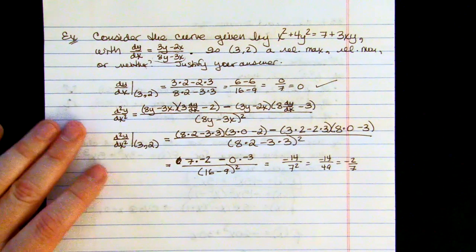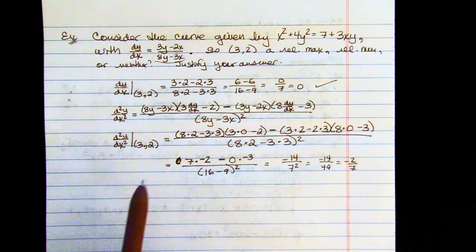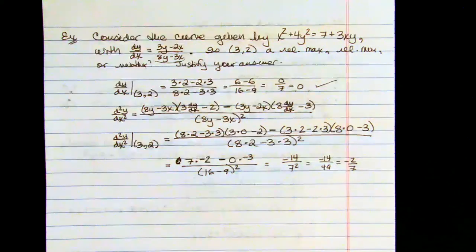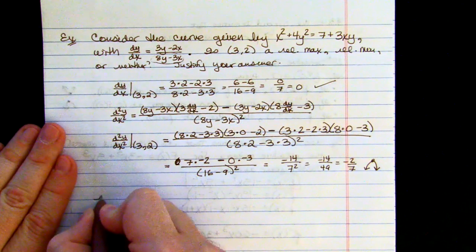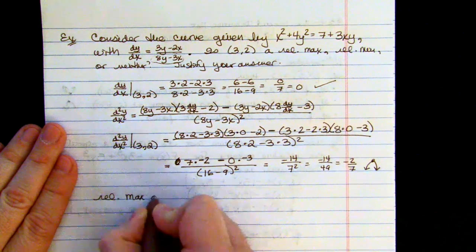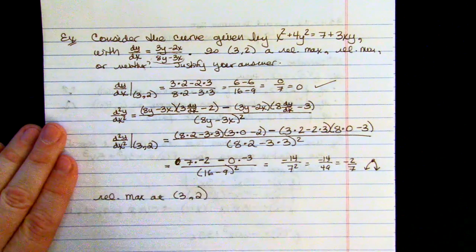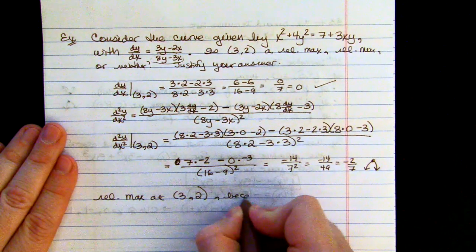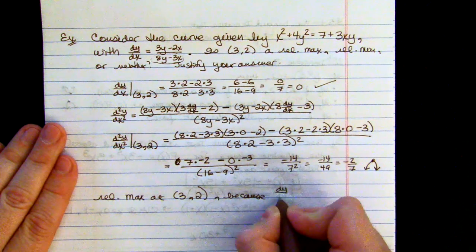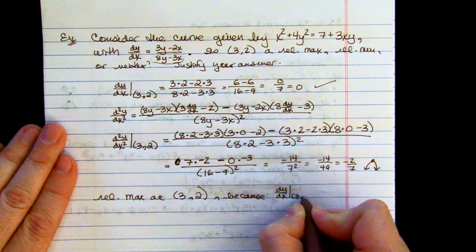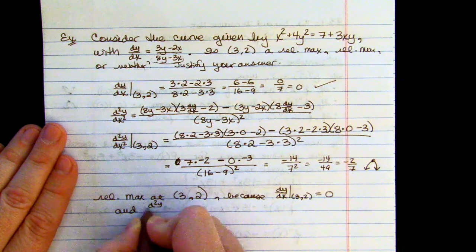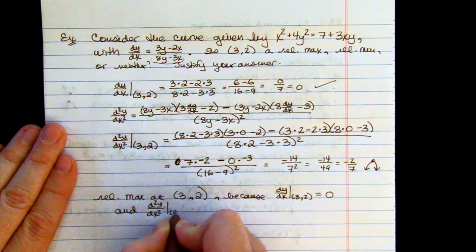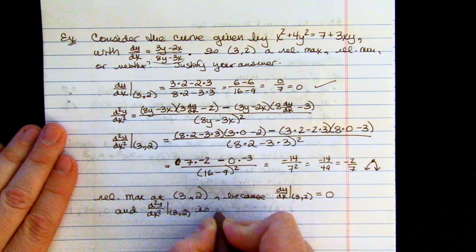But now I think I can make a conclusion about what's going on at (3, 2). What do I have at (3, 2)? A relative max or a relative min? Second derivative is negative. That means I'm concave down. That means I've got a relative max. There is a relative max at (3, 2). Why? Because my first derivative, dy dx, at (3, 2) equals 0. And my second derivative, d squared y dx squared, at (3, 2) is negative.